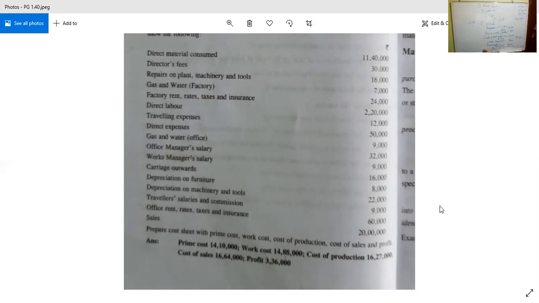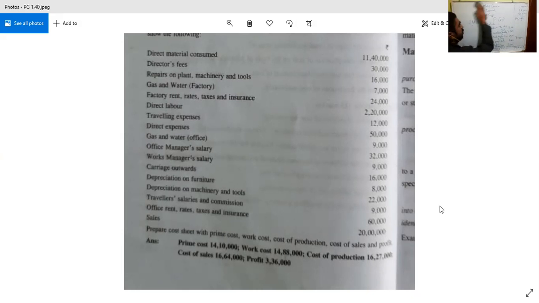So all the factory overheads are to be added along with the prime cost, whatever relates to the factory. Repairs on plant, machinery and tools 16,000. Gas and water factory 7,000. Factory rent, rates, taxes and insurance 24,000. Work manager's salary 9,000. Depreciation on machinery and tools: machinery is used in the plant, and the plant is in the factory. So whatever expenses relate to the factory, those indirect expenses are to be added along with the prime cost. Then we will get the work cost or factory cost.